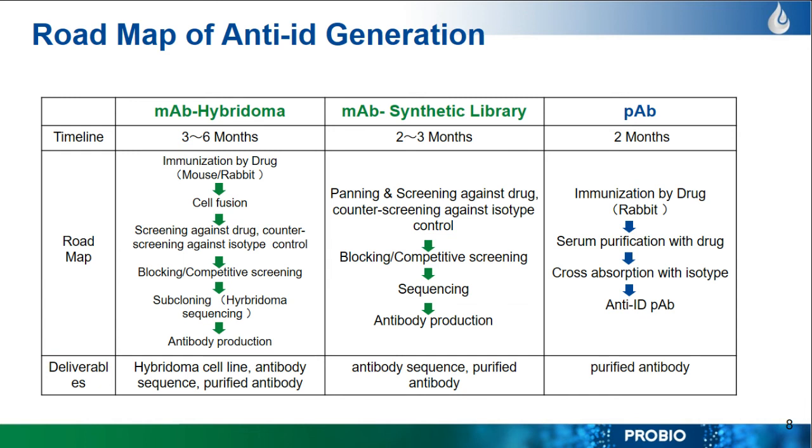production and purification. We can also use the phage display method for the development of anti-id antibodies. The synthetic library approach will shorten the timeline to 2 to 3 months. For polyclonal antibody, rabbit and goat are preferred for immunization, followed by antigen affinity purification and cross-absorption with isotype control.